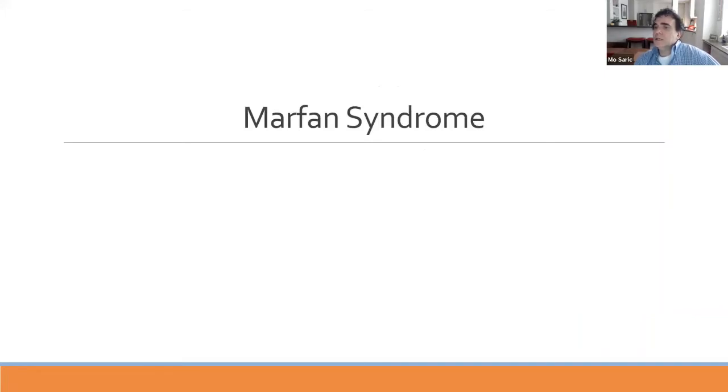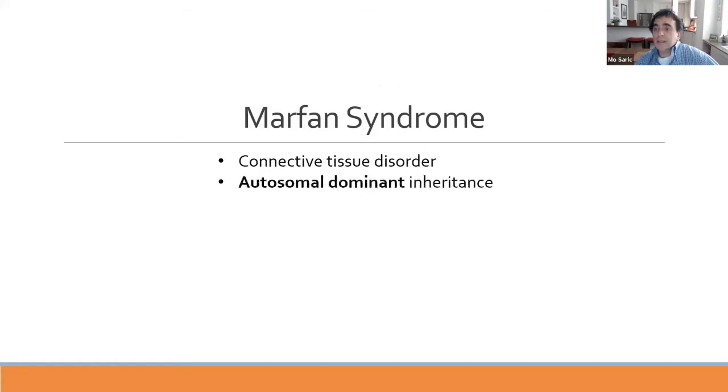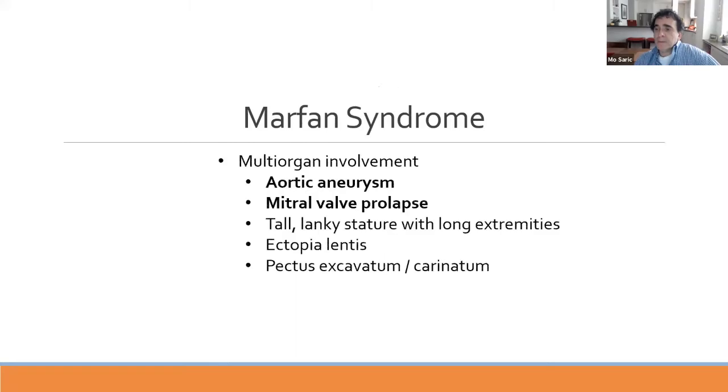But what is the syndrome that we now refer to as Marfan syndrome? It's a connective tissue disorder with an autosomal dominant pattern of inheritance, and it's due to an abnormal fibrillin gene. It has multi-organ involvement, including aortic aneurysm, mitral valve prolapse, tall, lanky stature with long extremities, ectopia lentis, and pectus excavatum or carinatum.